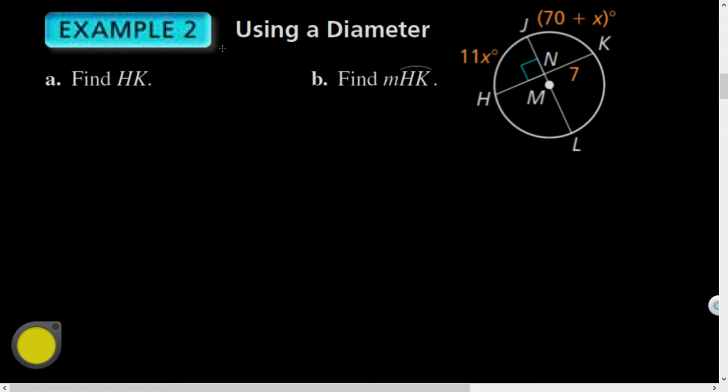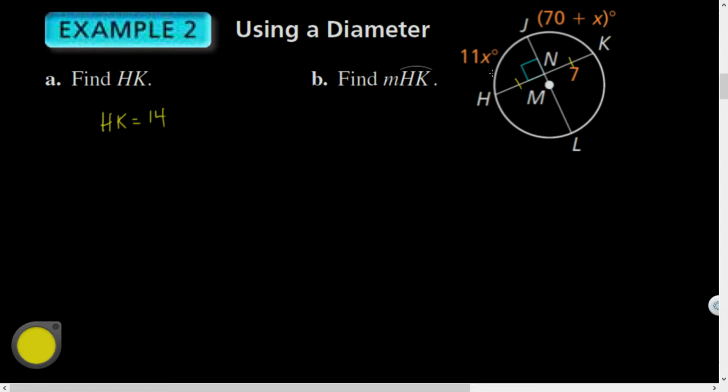Using a diameter. All right, so according to the sketch, because this point is plotted, that's how we imply that it is in fact the center of the circle. So JL is a diameter. It says find HK. If NK is 7, then HN is 7, and HK is going to equal 14.